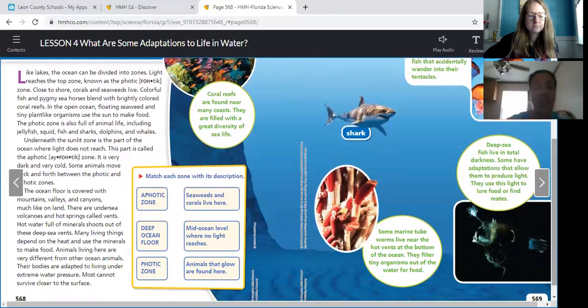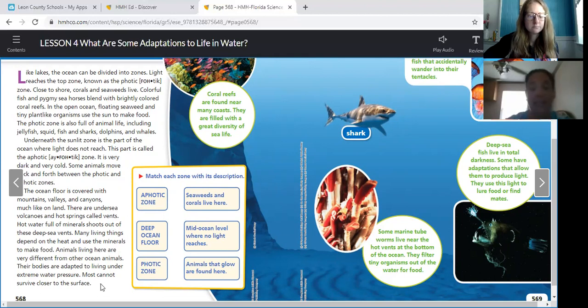Then we have the ocean floor, covered with mountains, valleys, and canyons, much like on land. There are undersea volcanoes and hot springs called vents. Hot water full of minerals shoots out of these deep sea vents. Many living things depend on the heat and use the minerals to make food. Animals living here are very different from other ocean animals. Their bodies are adapted to living under extreme water pressure. Most cannot survive close to the surface.